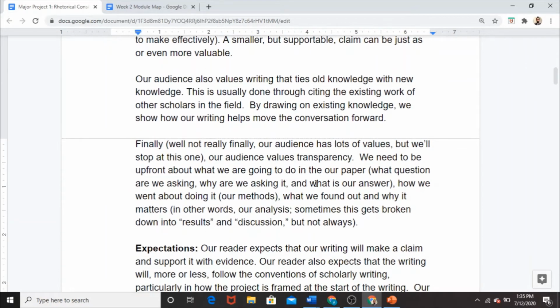I note here that this audience values writing that ties old knowledge together with new knowledge. We'll talk about that a little bit later when we discuss sources and citation. But in essence, a good scholar acknowledges that they are not the first person to be thinking about these issues, and by citing other sources, demonstrate that they have at least a general understanding of the topic before moving on to their own analysis.